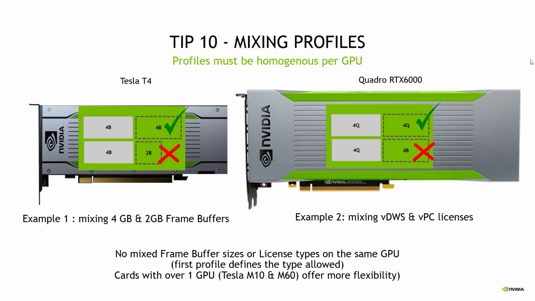If you have an RTX 6000, it's pretty much the same story. If you have a 4Q profile running or a couple of 4Q profiles running on there, you will only be able to launch additional 4Q profiles on there. You couldn't go to a different type of license like a 4B profile, even if it does have the same frame buffer size. You can only change the GPU profile type once you've cleared down the card.